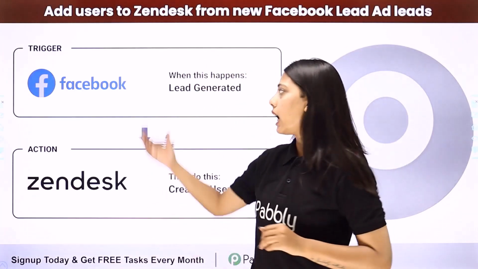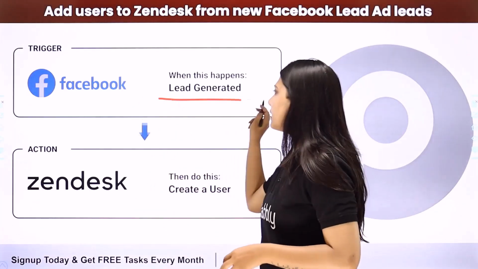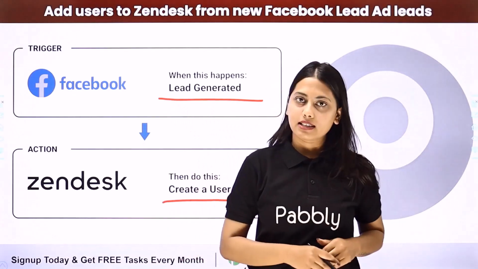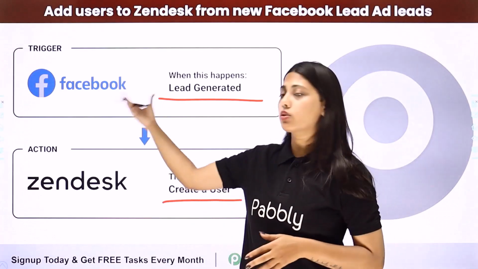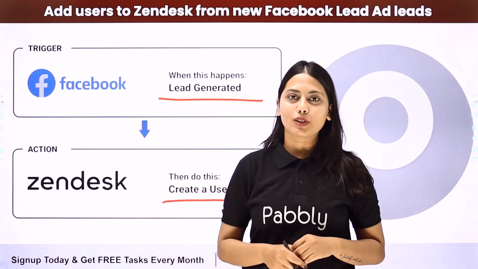Here we will learn how you can integrate Facebook and Zendesk in such a way that whenever a new lead is generated in your Facebook, a new user will be created in Zendesk. We will be doing this with the help of Pabbly Connect, where our trigger application is going to be Facebook and our action application will be Zendesk. Let us learn how to do it.